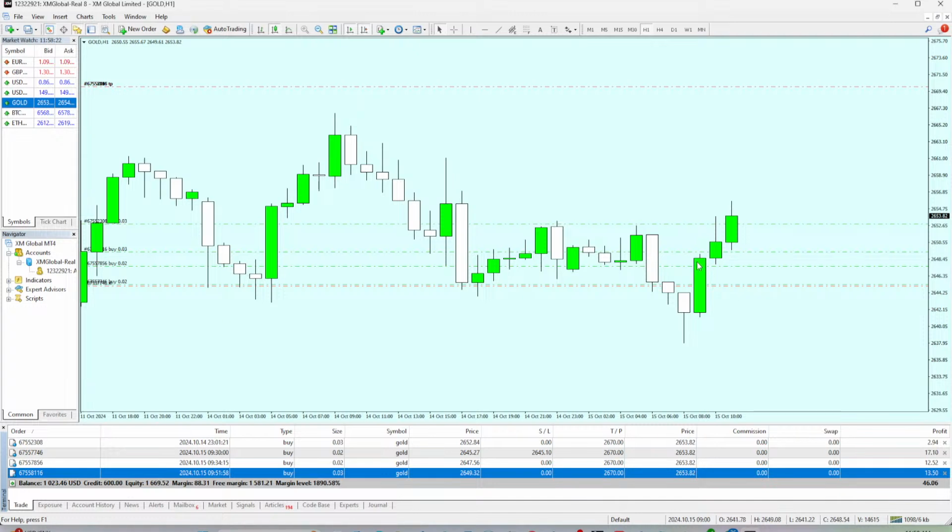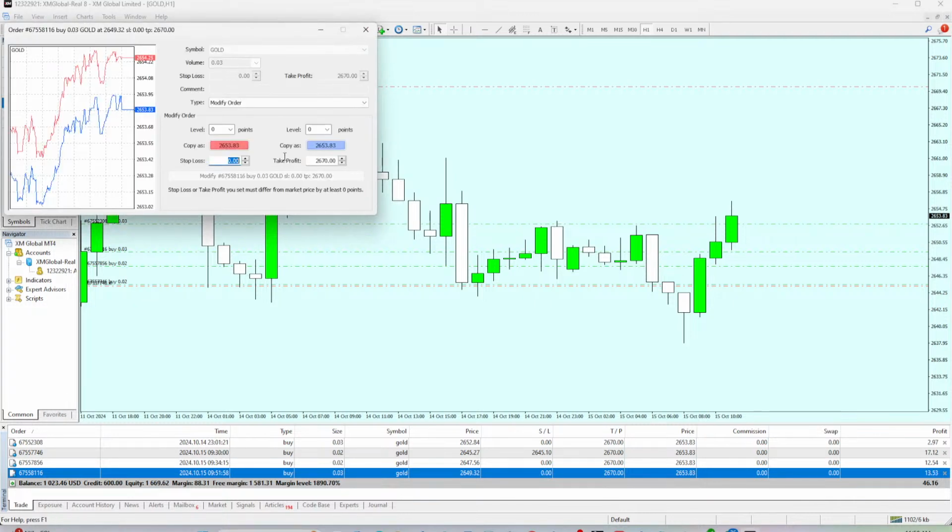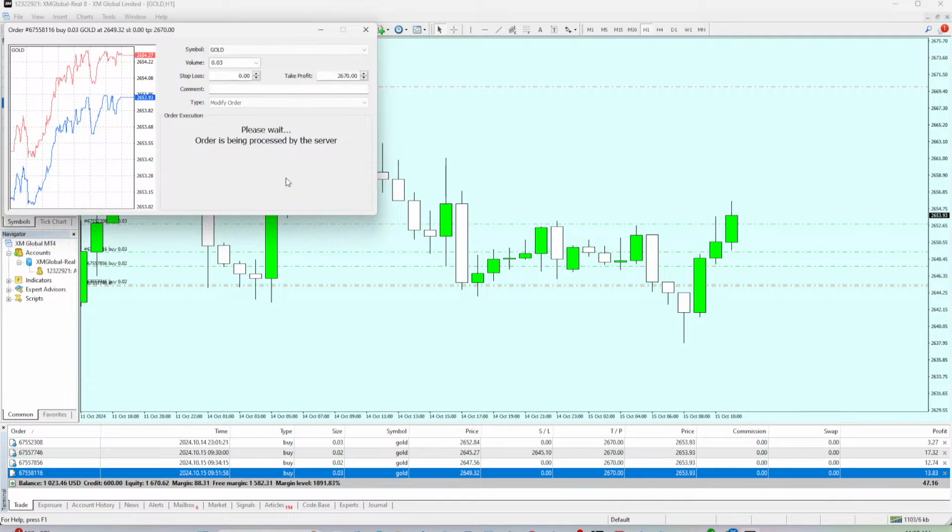What I can do is this one, the next one, I also can change my stop loss to be at the entry price. Okay, so simply what I'm gonna do here, if you look at the time, all these trades were open today. So what I have here, this is open at 2649. Stop loss, I can put stop loss at 2649 also. So simply I just put stop loss at entry price.